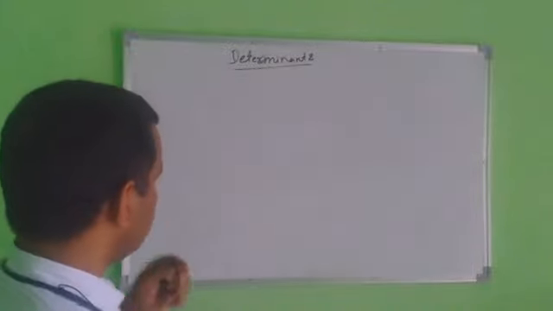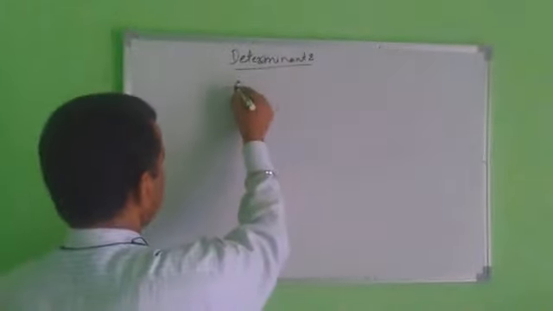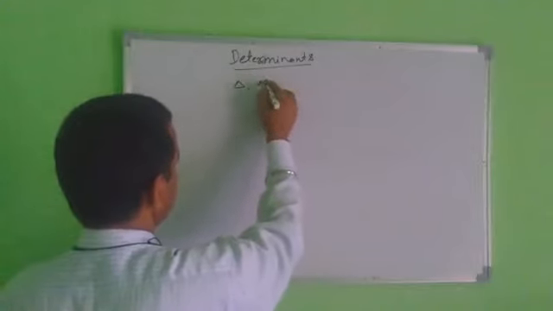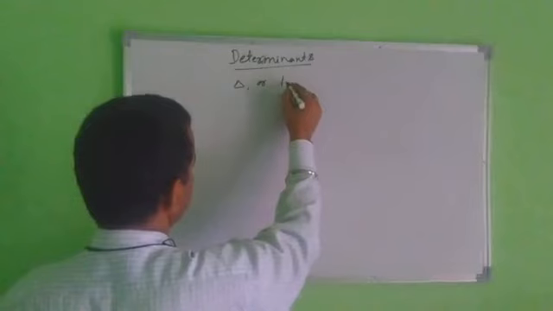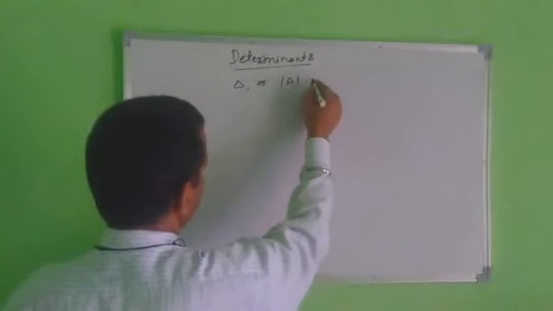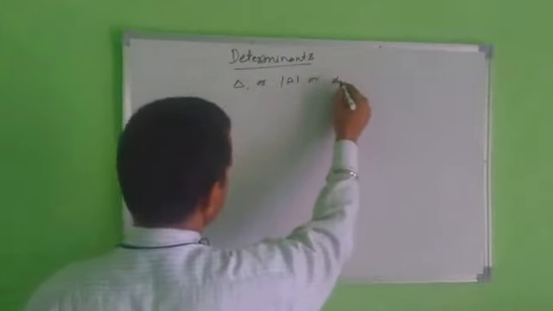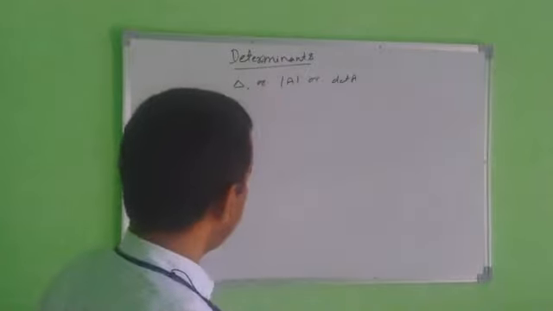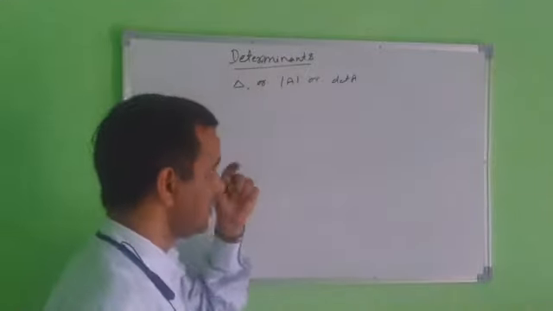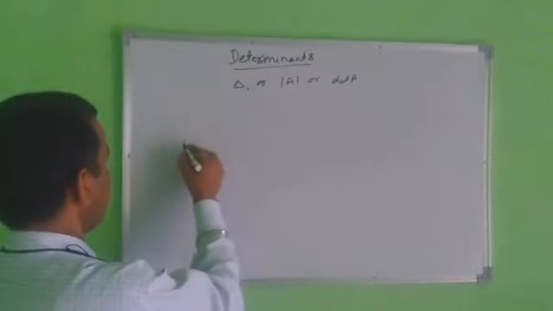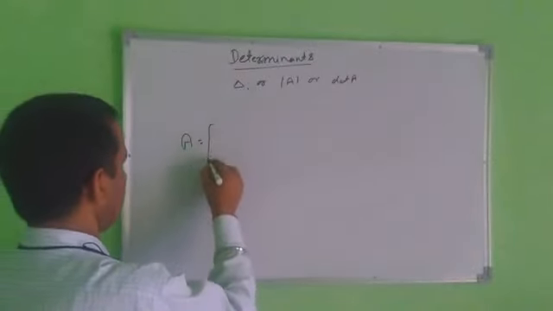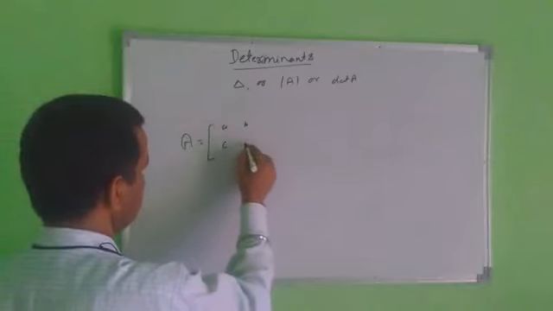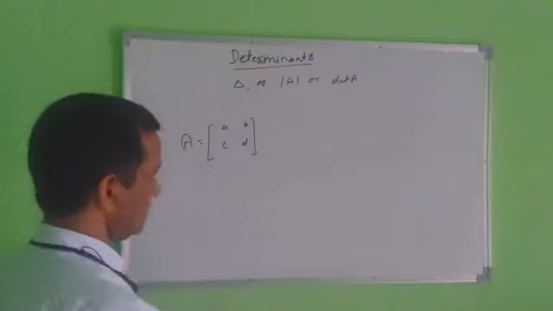The symbol of the determinant is del. Otherwise you can represent it this way: suppose any matrix is A, then the determinant is det A, otherwise del A. So this is the symbol of the determinant. Suppose any matrix is given here with A, B, C and D.